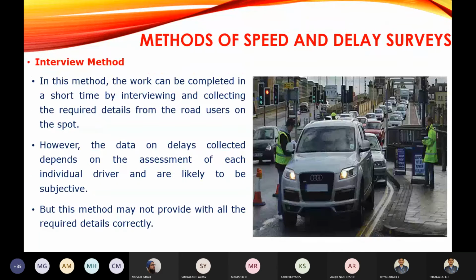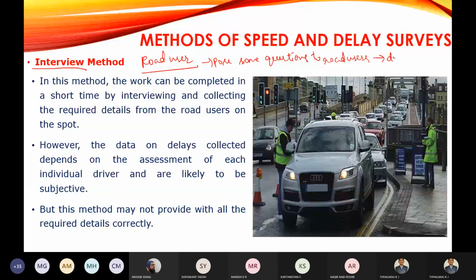The next method is the interview method. As the word indicates, you are going to conduct an interview of the road users. You are going to stop the vehicle and conduct the interview, posing some questions to road users.